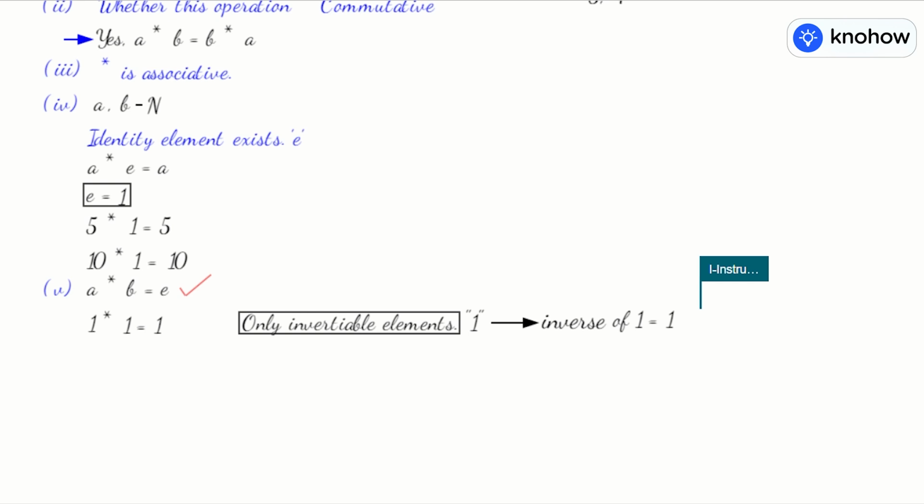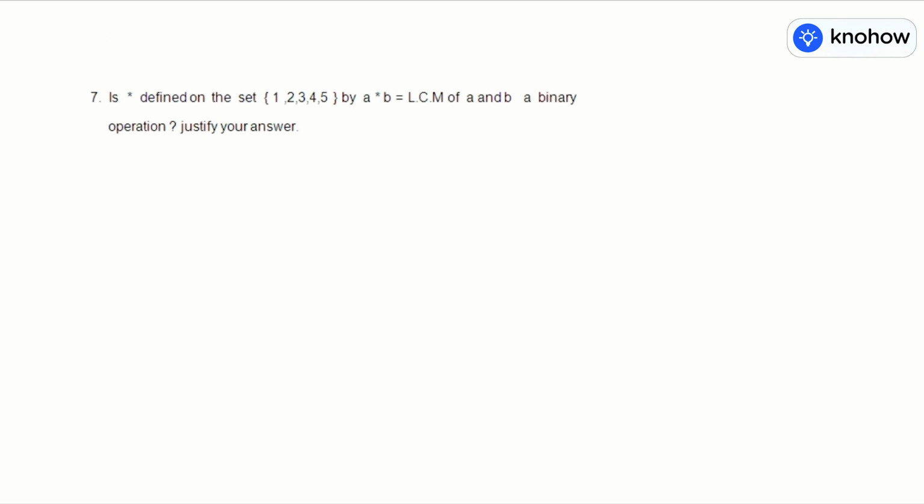Is star defined on the set {1, 2, 3, 4, 5} by A star B is the LCM of A and B a binary operation? Justify your answer. Now before I take this particular question, let me repeat, as we discussed in the beginning of this unit, what do you mean by binary operation on {1, 2, 3, 4, 5}? Say for example I say addition. Whether addition is a binary operation on this set or not? What do you say?